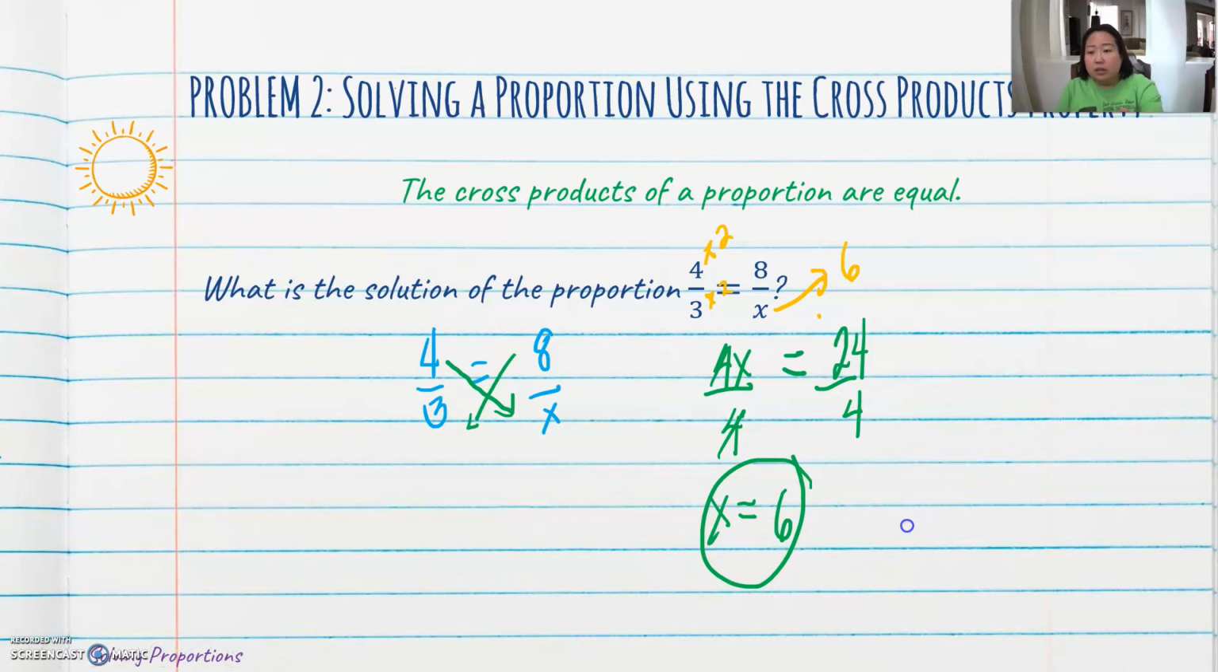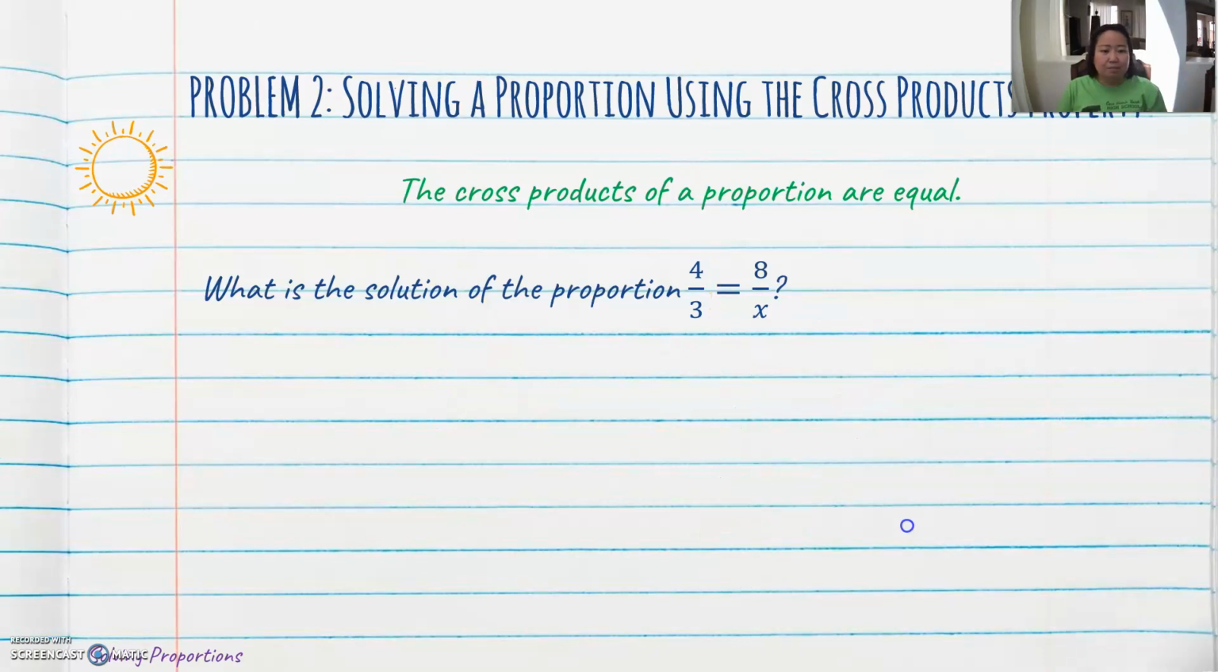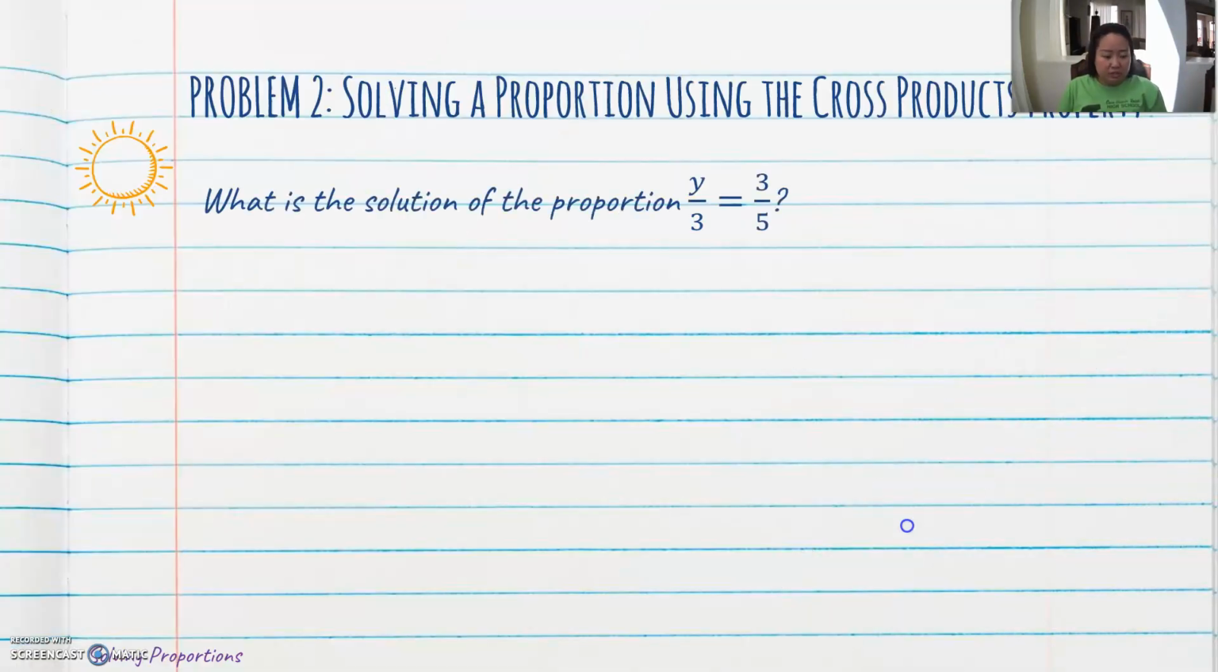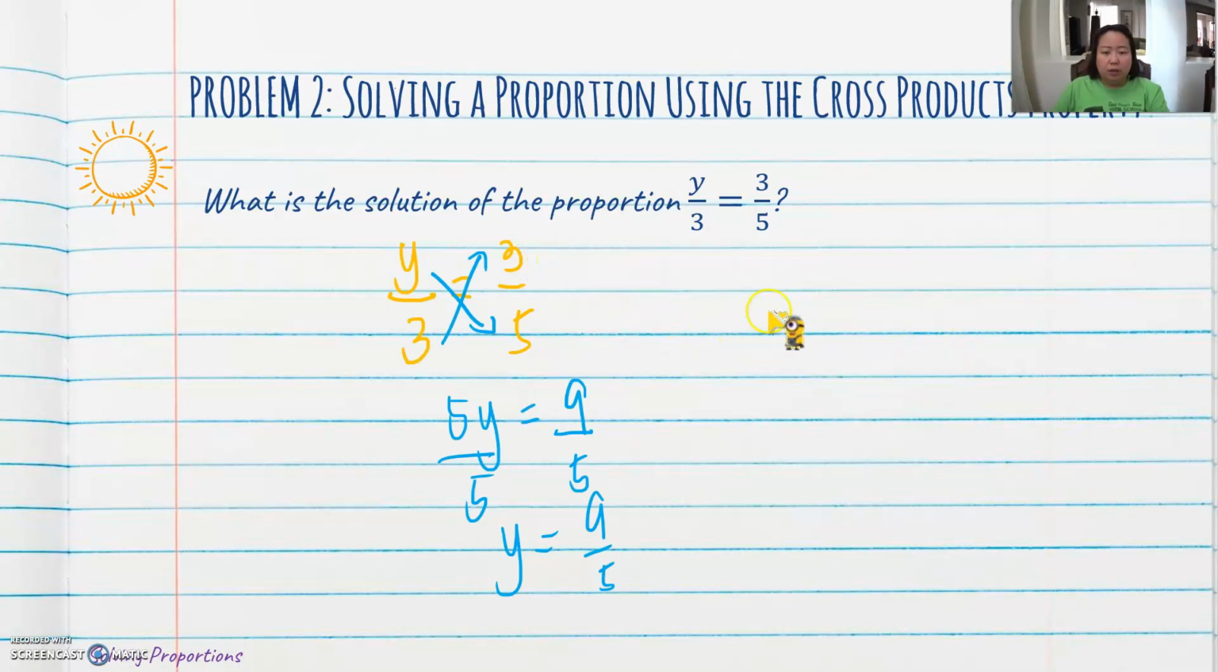Now, this technique of observing the pattern does not work all the time, because sometimes you will not be able to find a specific multiplier or divisor to convert one number to the other. So your cross product will always be your go-to method. Try this next example on your own. Go ahead. As you can see here, if you multiply using the cross product, you will have 5y is equal to 9, and solving for y, y is equal to 9 over 5.